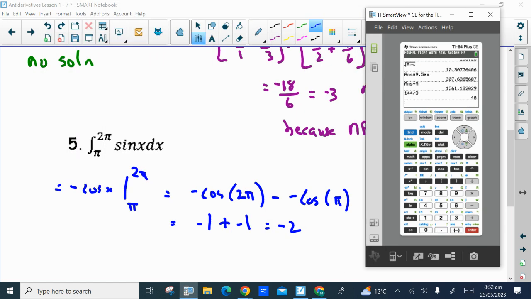And again, we could check this on the calculator. You put the original expression, sine of x, in there. And then second function trace, number 7. The lower limit is pi. So I'm going to put pi in there. And the upper limit is 2 pi. And you see the answer, -2, is there. Okay?